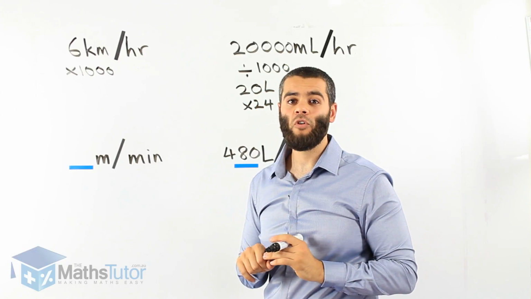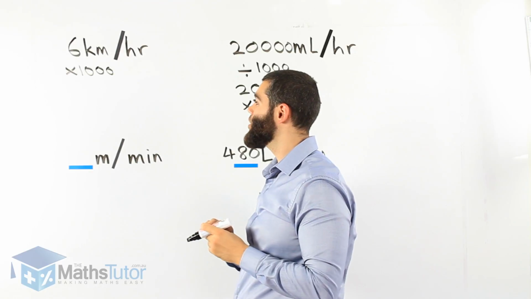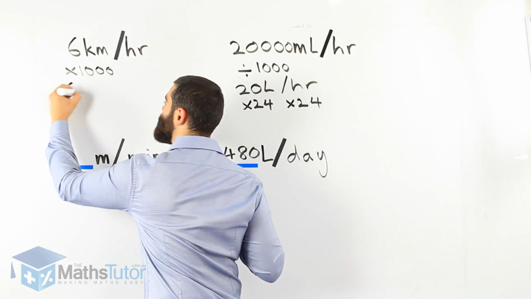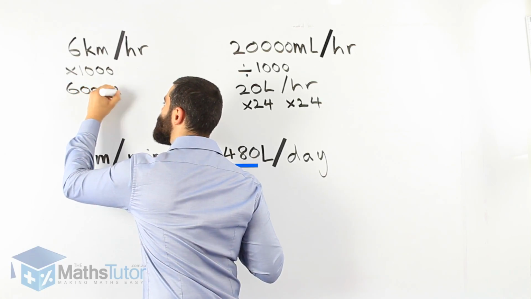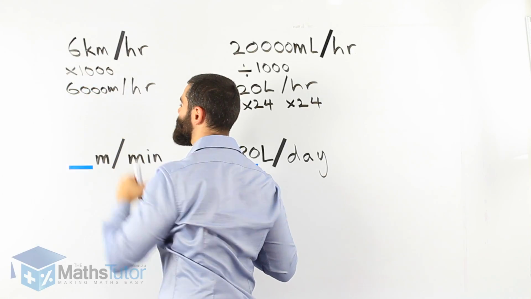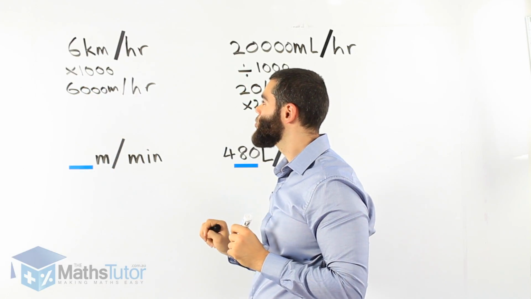Again, we learned that before in a previous lesson where we were changing units of length. We know from kilometers to meters, we multiply by 1,000. So we have 6,000 meters per hour. We've changed kilometers to meters. That's done. Now we're going to change from hours to minutes.